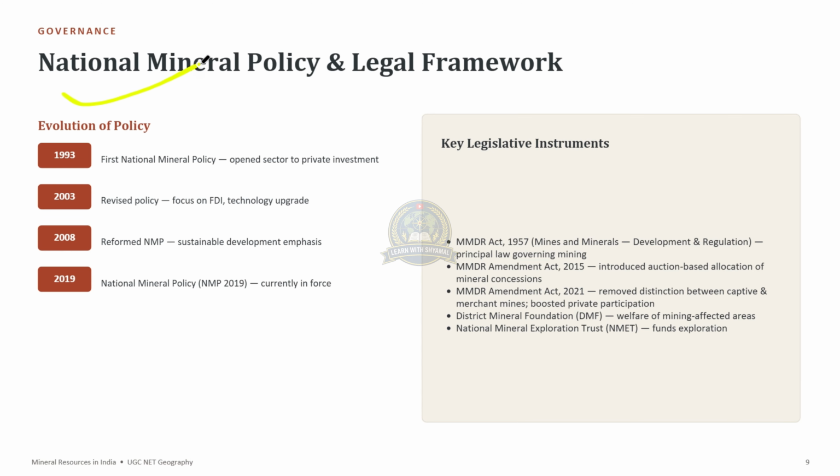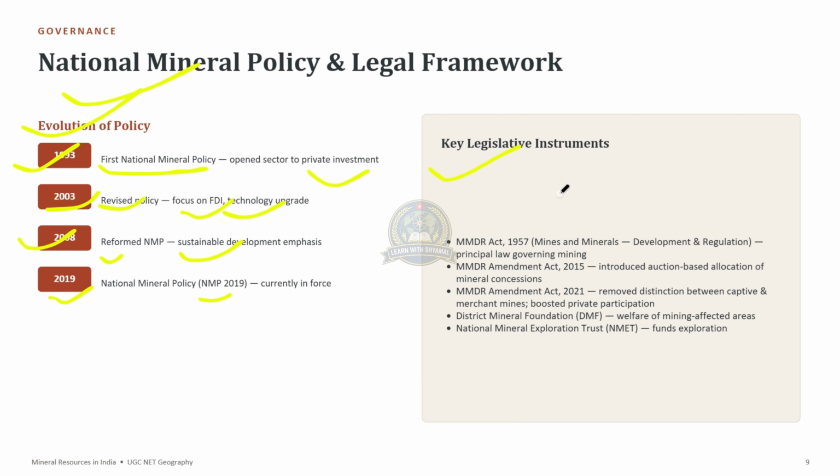Now the National Mineral Policy and legal frameworks. Evolution of policy: 1993, first National Mineral Policy, opened the sector to private investment. 2003, revised policy, focus on FDI and technology upgrade. 2008, reformed NMP, emphasis on sustainable development. 2019, National Mineral Policy, NMP 2019, currently in force.